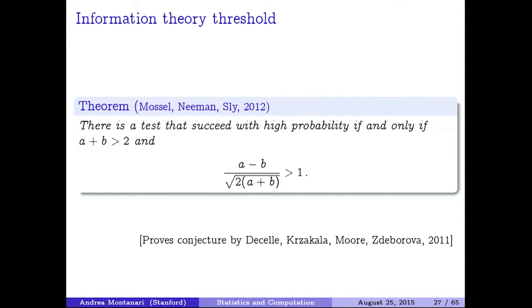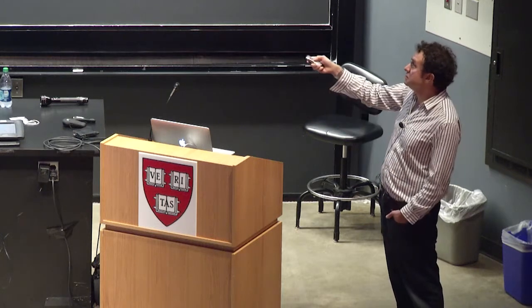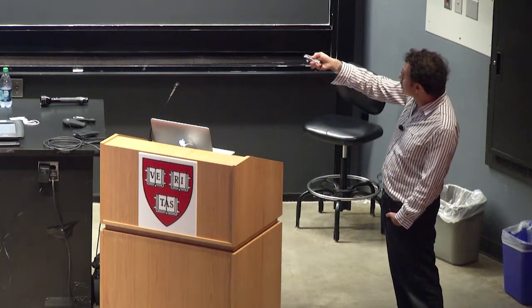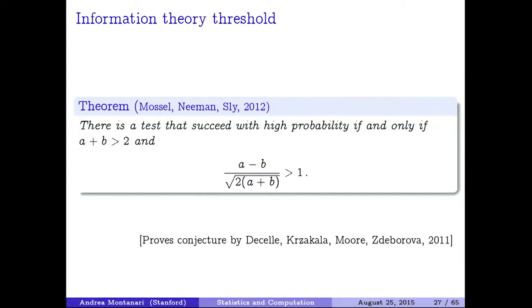This ratio makes perfect sense, right? a and b are the average degree of a vertex, the average number of friends of its own type and of the other type. So this is the difference of the two degrees. The square root of a plus b is roughly the standard deviation of the degree. Okay? And this proves a very beautiful conjecture by statistical physicists.